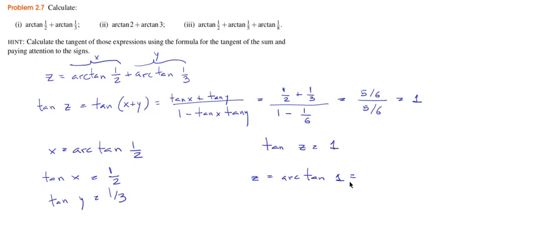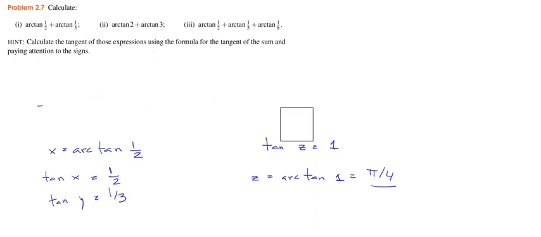Okay, and well, there are many numbers that fulfill this condition, because as you know, the tangent is also a periodic function, but typically we take the values of x between minus pi over 2 and pi over 2, so this will be pi over 4. What I mean is that the angle that has a tangent of 1 between minus pi over 2 and pi over 2 is pi over 4.